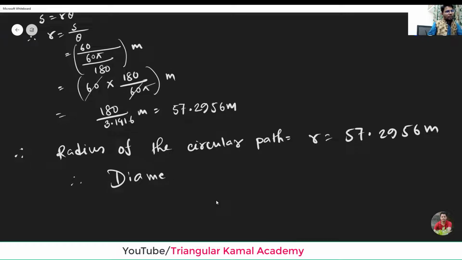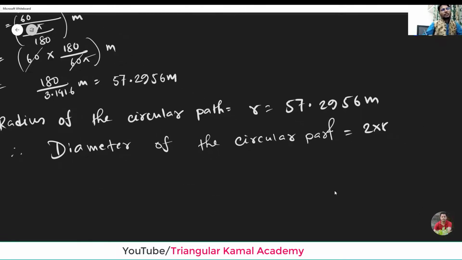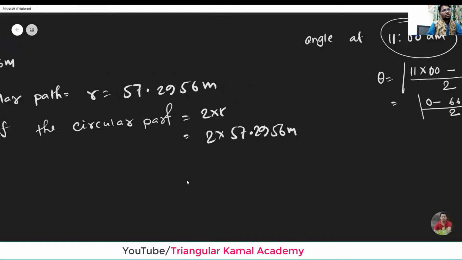the diameter of the circular path or circular track, which is 2 times the radius. So here the radius is 57.2956 meters, and the diameter is 2 times 57.2956. Using a calculator, the result is 114.5912 meters, and this is our answer, the diameter of the circular track.